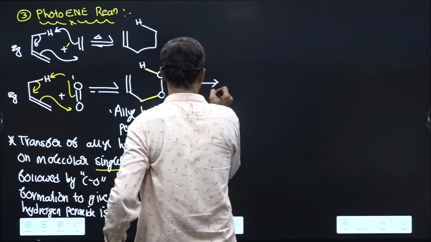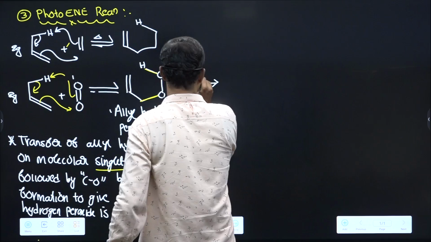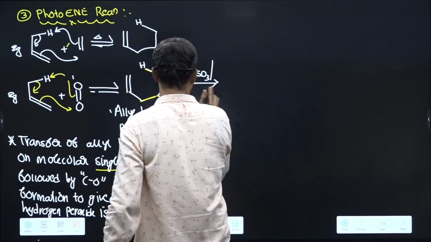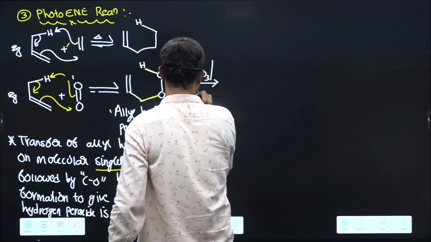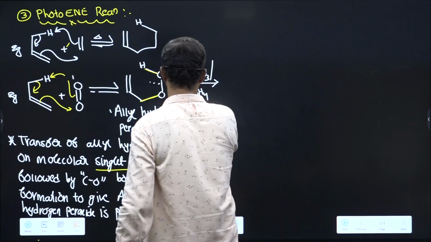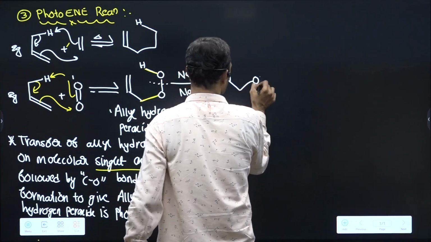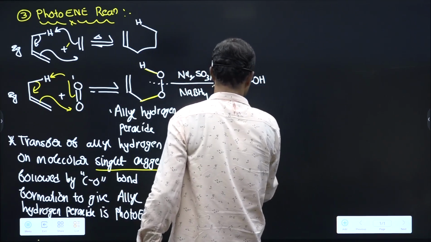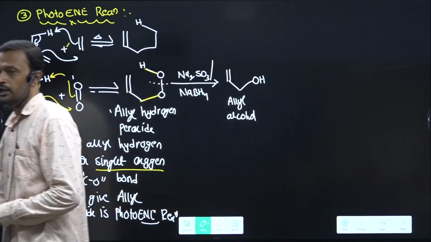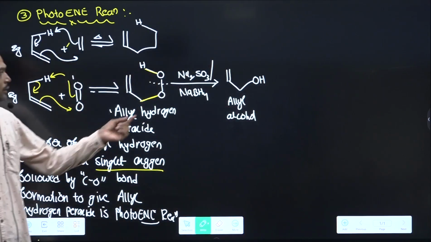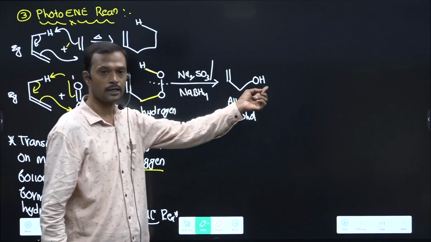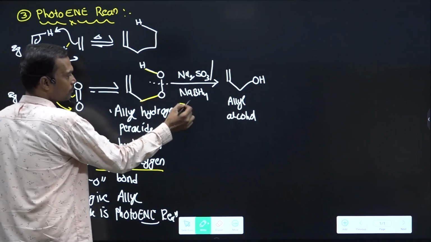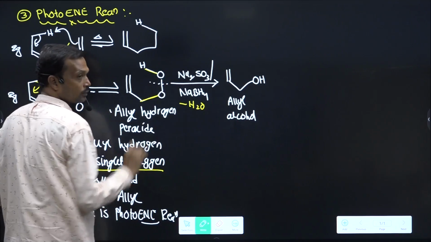So this, on further treatment with Na2SO3, sodium sulfite, or sodium borohydride, NaBH4, this bond is going to be cleaved here, and there is formation of allyl alcohol. So this interconversion is an important one. Sodium sulfite, Na2SO3, or sodium borohydride. So this peroxy bond cleavage takes place and forms allyl alcohol. Add one hydrogen here, this becomes loss of water. Loss of water takes place followed by allyl alcohol.